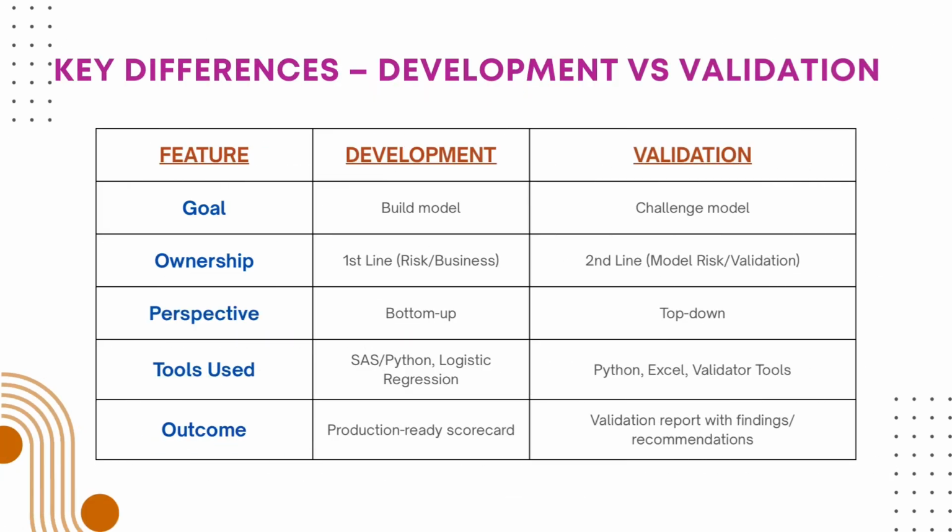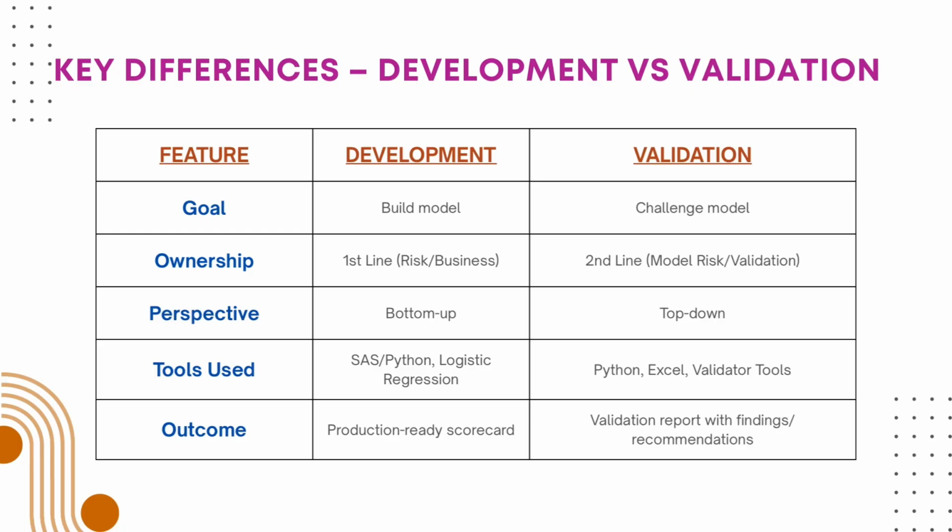So, what are the key differences between development versus validation? So, I have prepared a table which clearly differentiates between the goal, perspective, tools, outcomes and the ownership in development and validation. When it comes to goal, the development team builds the model, whereas validation team ensures their quality. In terms of ownership, development is done by the first line of defense, for example, credit risk team, and validation is done by second line of defense, for example, model risk team. The tools used in development can be SAS, Python, SQL, whereas validation often uses Python and Excel.